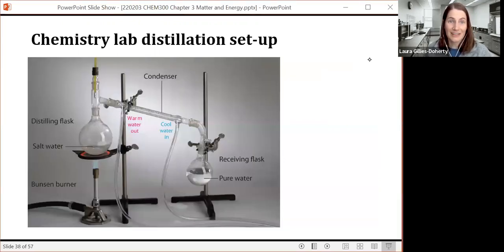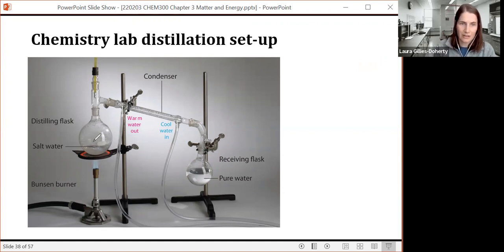This is an example of a chemistry lab distillation setup. Distillation is used to separate mixtures based on the boiling points of the different components of the mixture. Distillation is used a lot in the brewing and spirits and alcohol industry, right? To make sure that the beverage is very, very pure, it'll be distilled multiple times.